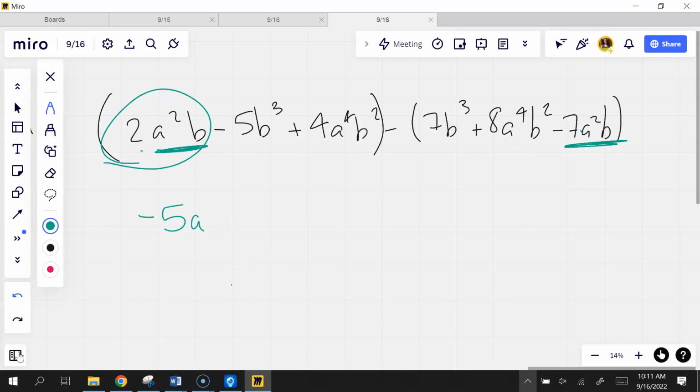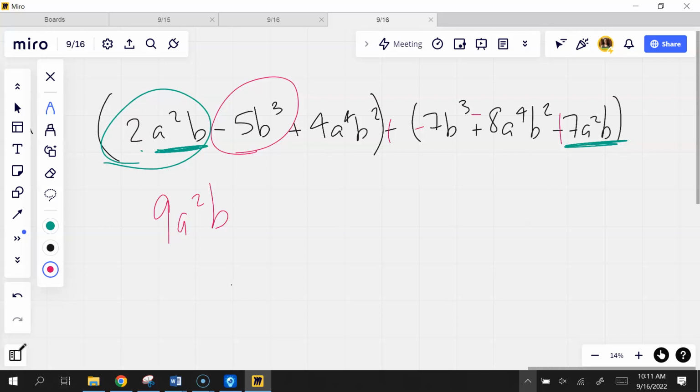Oh, it is. You're right. I didn't look at the operation. I'm sorry. I got so excited that y'all knew how to do that. 9a to the b. And then negative 5b cubed.